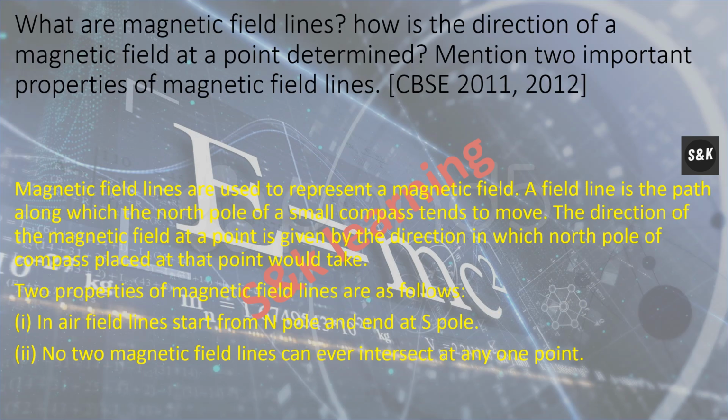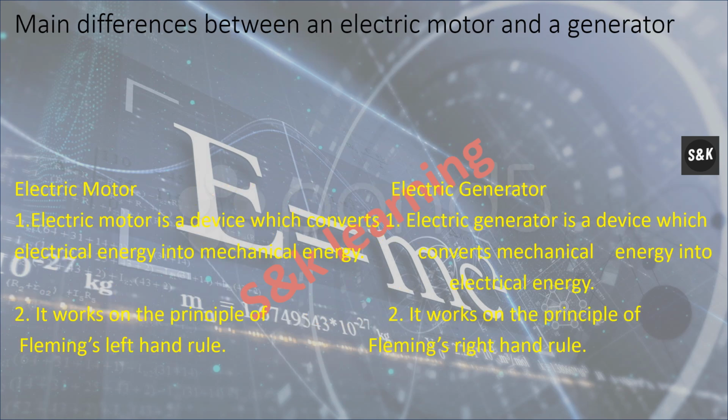What are magnetic field lines? Magnetic field lines are used to represent a magnetic field. How is the direction of a magnetic field at a point determined? A field line is the path along which the north pole of a small compass tends to move. The direction of the magnetic field at a point is given by the direction in which the north pole of the compass placed at the point takes.